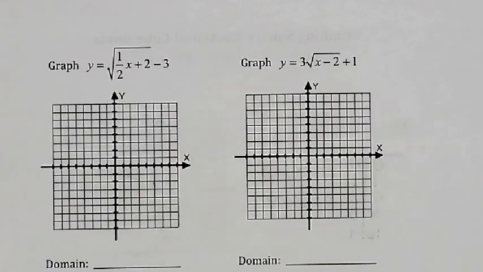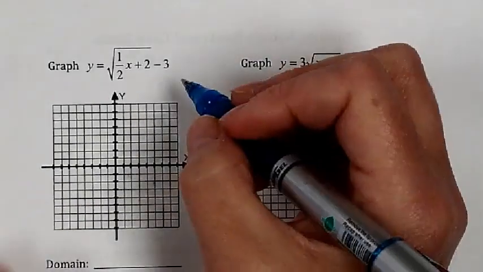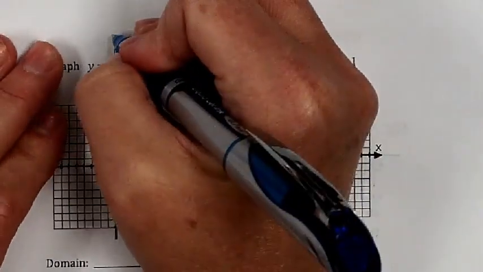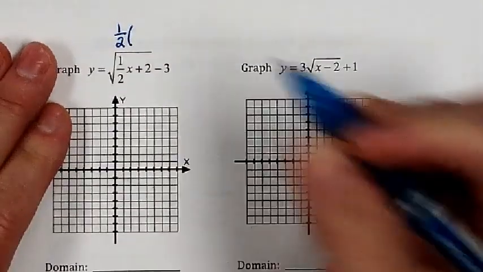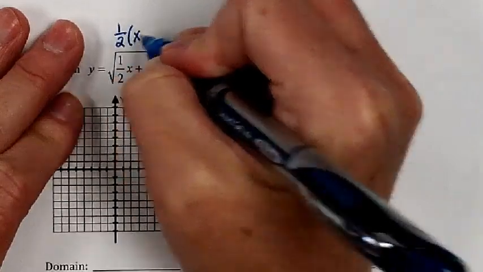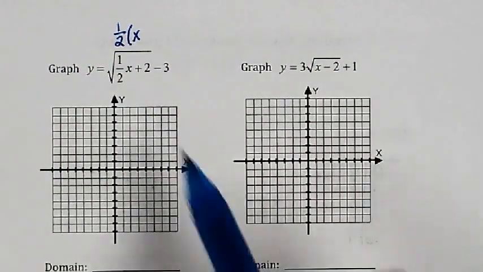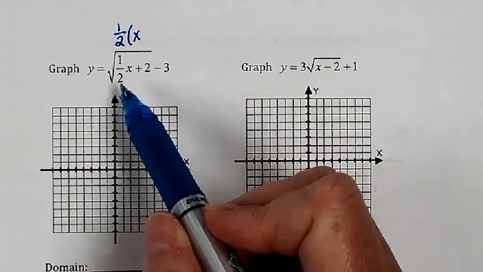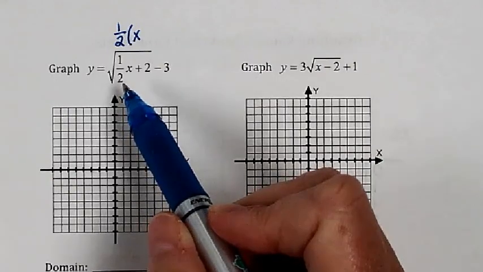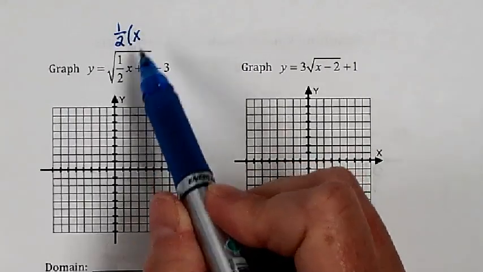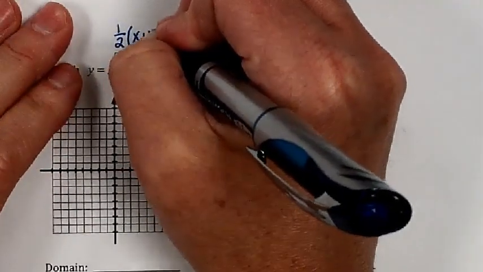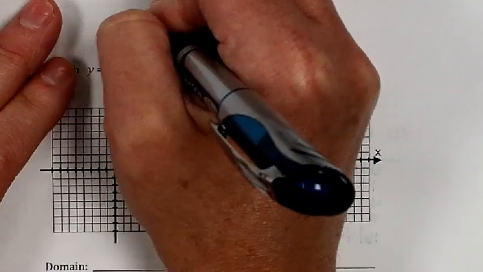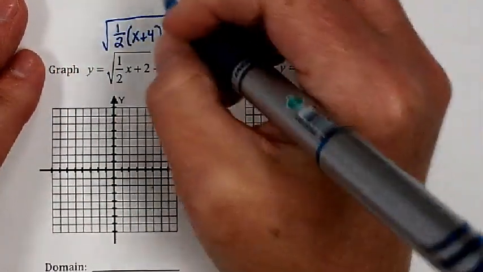With the 1/2 x plus 2, we have to factor out the 1/2. Remember, whenever the value of b is not 1, we have to factor it out. So a half of what would equal a positive 2? 4. So this is the square root of 1/2, then parentheses x plus 4, and then minus 3 at the end.